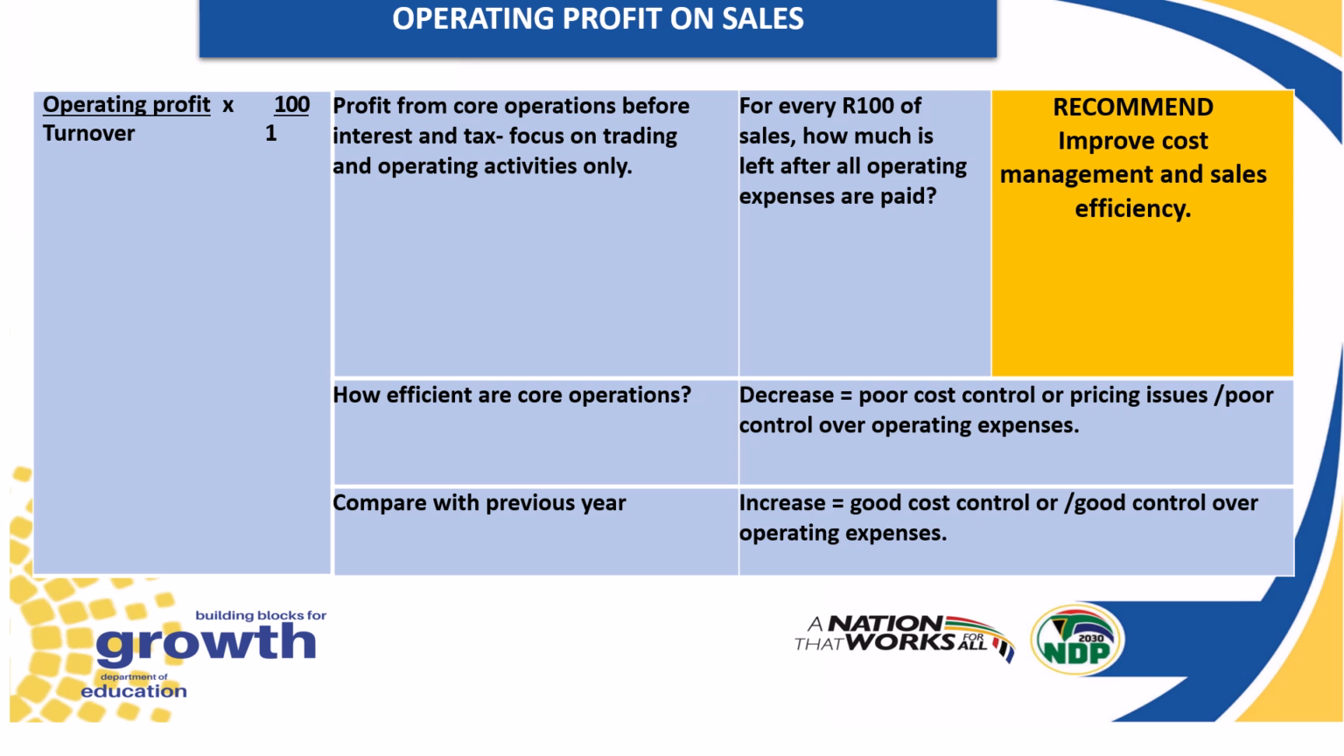So to improve this ratio, you have to control your expenses better. A decrease means there's poor cost control or pricing issues. There's poor control over your operating expenses. If you compare it with the previous year and there's an increase, it means there's good control over your expenses.